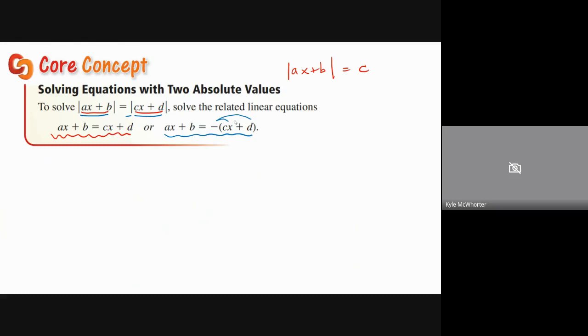And then you remember when I said we're going to have to be checking our solutions? Anytime you have absolute values on both sides, you have to check all your solutions to make sure they work. Because sometimes when we have absolute values on both sides, we'll get a solution that doesn't work. We call it an extraneous solution, and we'll go over that too in a little bit.